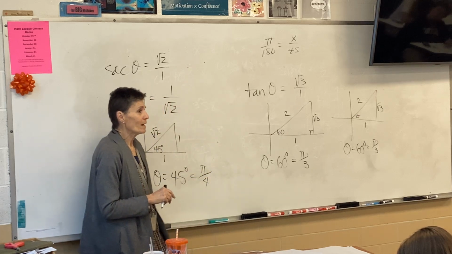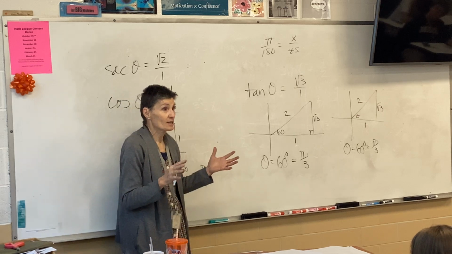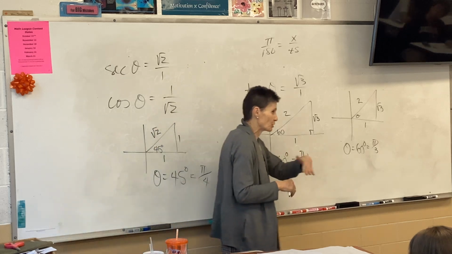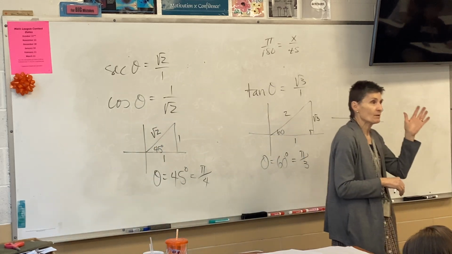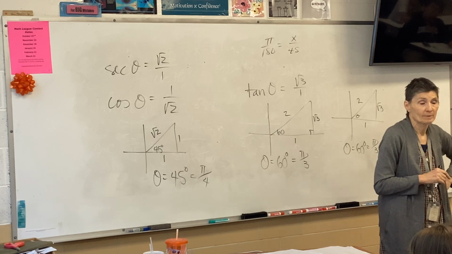You might think, well, wait a minute, are we always gonna get 30 or 60? Yeah, we are. Because without a calculator, the only triangles you can do are those two. If there's any other weird angle, we need a calculator, which is what happens in our next section.